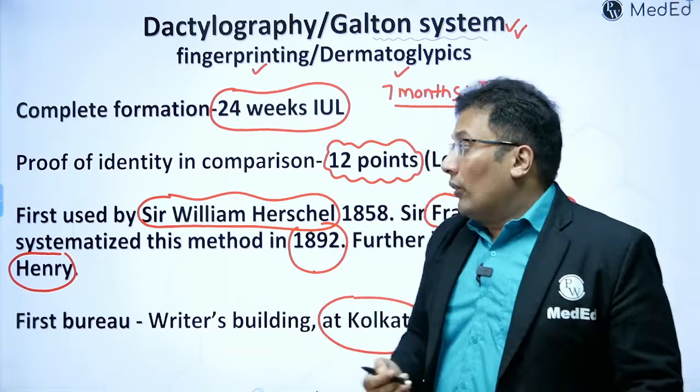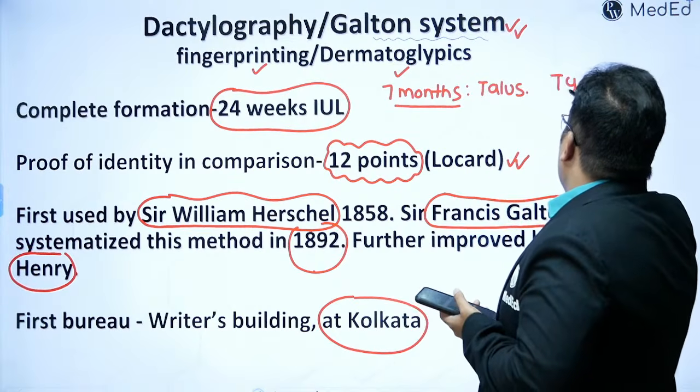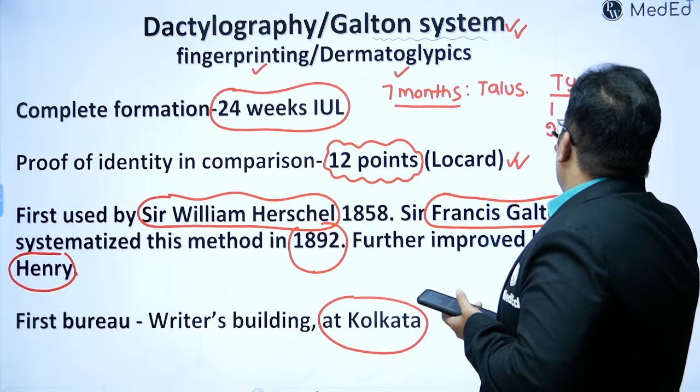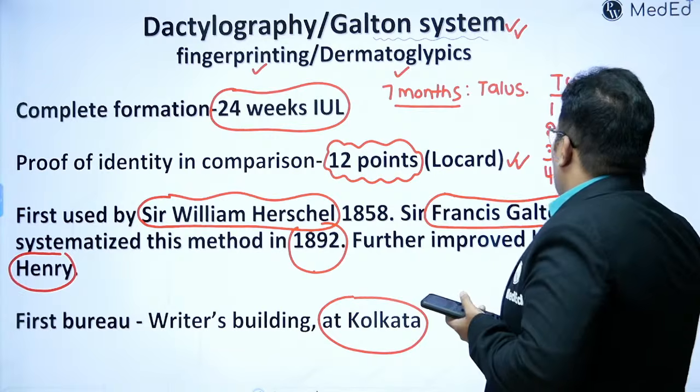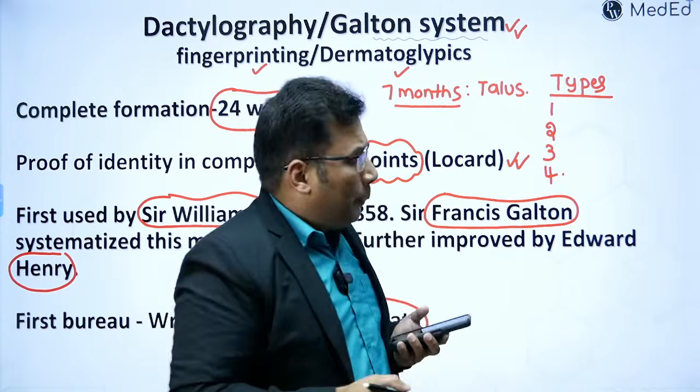Okay. Now let's see what are the types of fingerprint. So what are the types of fingerprint? There are basically 4 types, as you know. The most common type is loop.